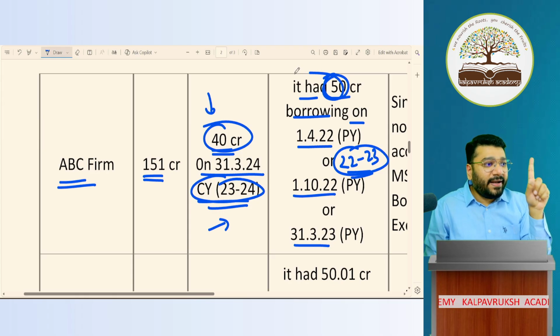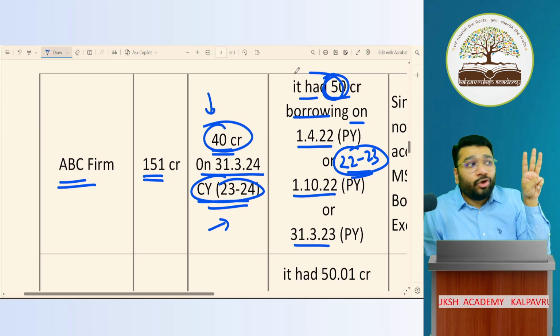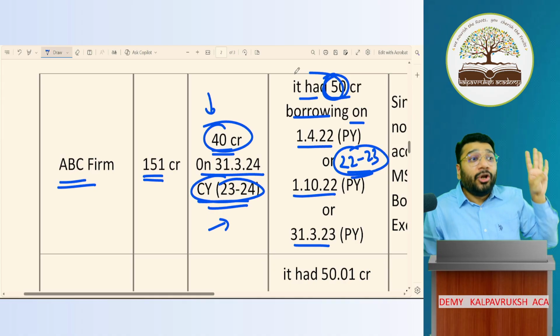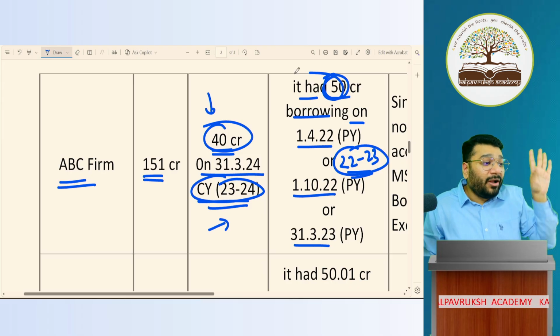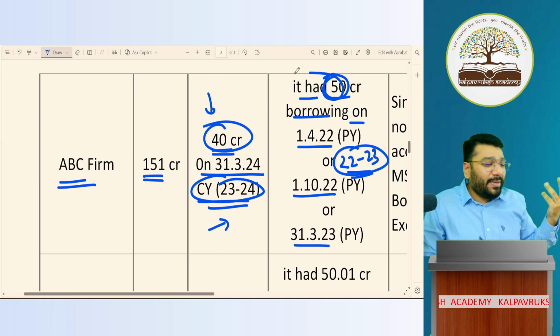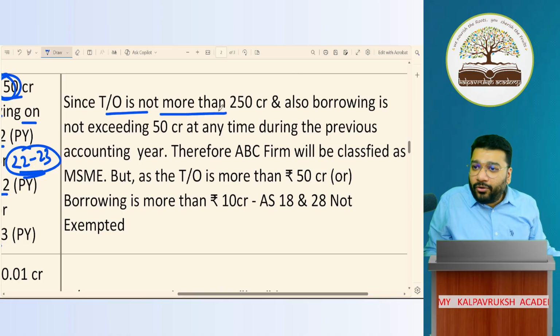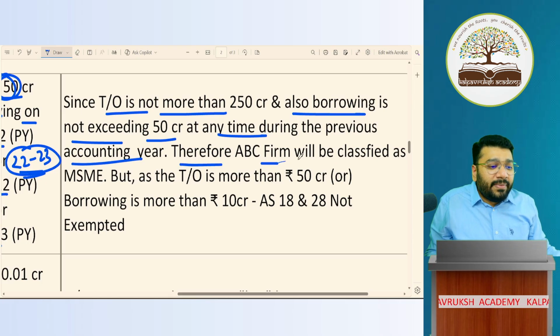Unlisted. First condition satisfied. ABC is neither a bank nor an insurance company nor a financial institution. Second condition satisfied. Turnover is not exceeding 250 crore in the previous accounting year, nor is the borrowing exceeding 50 crore at any time during the previous accounting year. Nor is ABC firm a holding or subsidiary of a large entity. Who am I? MSME. Therefore, ABC firm will be classified as MSME.